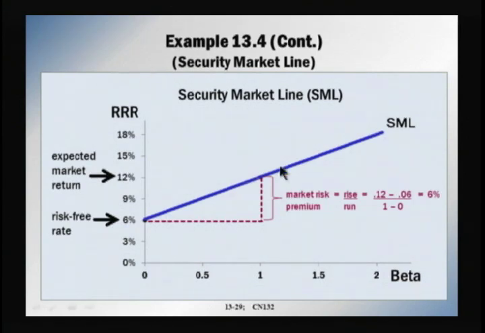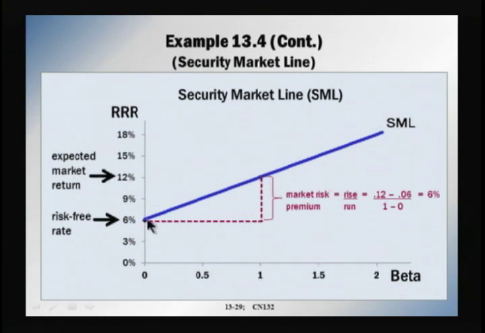Notice that the slope of the security market line will be the market risk premium, because 2 points on the line correspond to the beta of the market and the market return, and the beta of the T-bill and the risk-free rate. The rise, the vertical change of that line between those 2 points, will thus be the market return minus the risk-free rate.